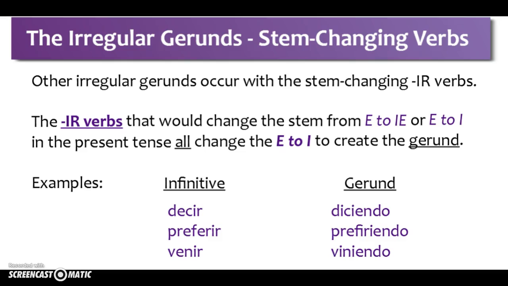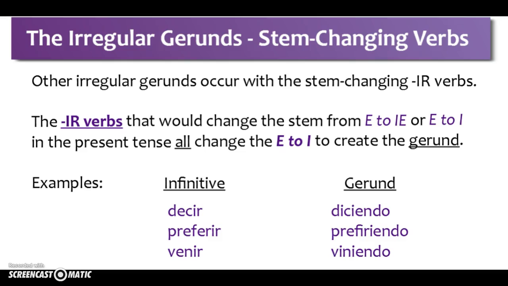This is another case that is very similar to what we did with these types of verbs in the preterite tense. We are going to do a similar change in the formation of a gerund. If we have E to IE and E to I verbs, our infinitive examples would be decir, preferir, and venir. We're going to change the E to an I when we create the gerund. Diciendo, prefiriendo, and viniendo.